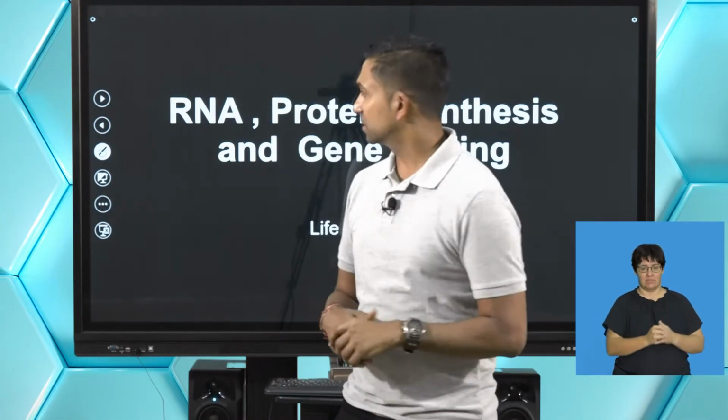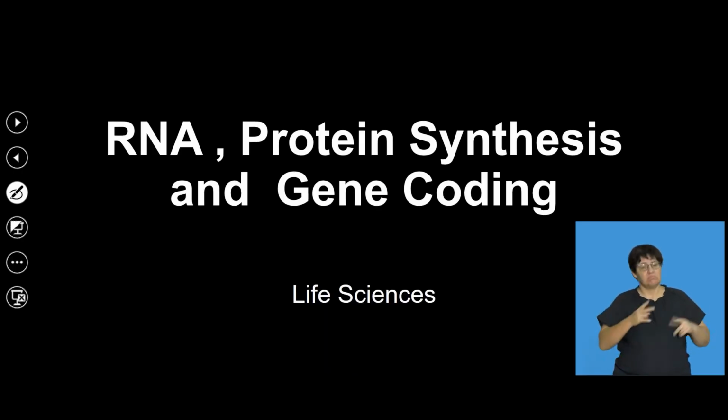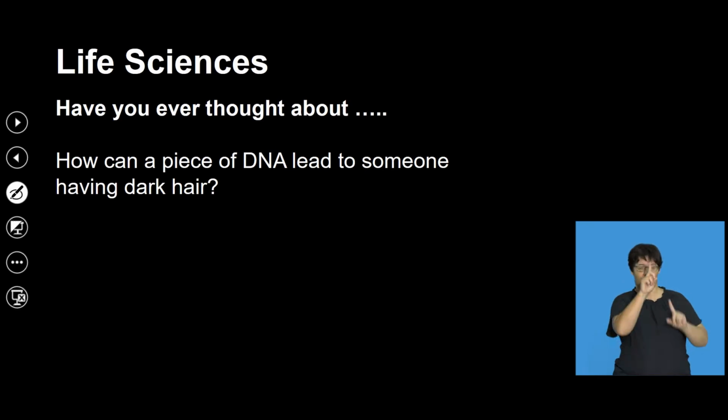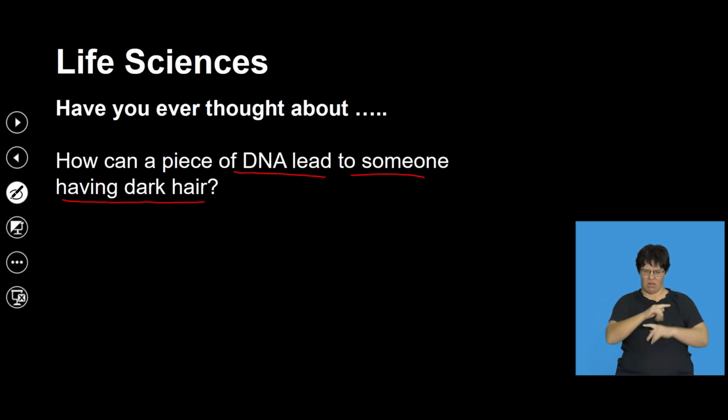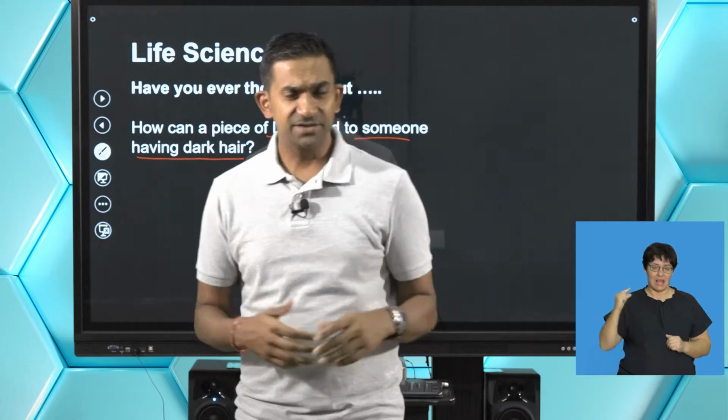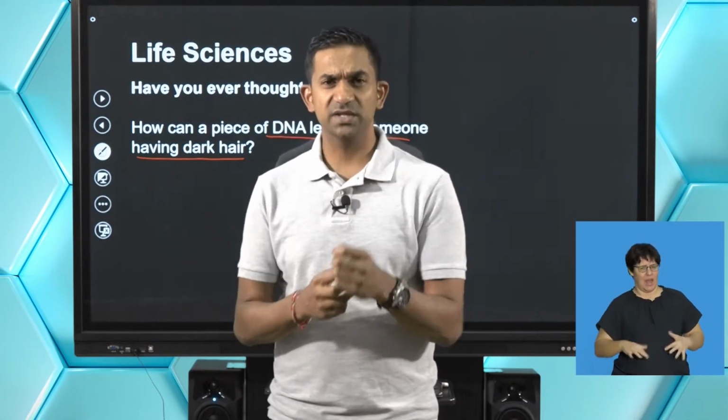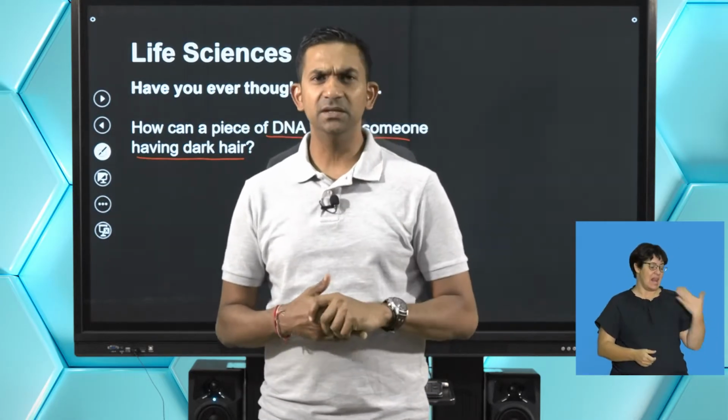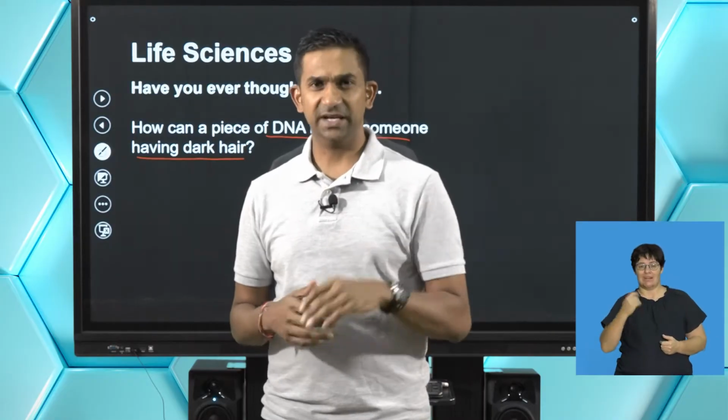As we always start off, we look at a concept around some interesting questions. Today I'd like you to think about this before we get into the lesson. How can a piece of DNA lead to someone having dark hair? For that matter, how do genes code for characteristics? What is it that determines whether someone is left-handed like me or has specific characteristics?